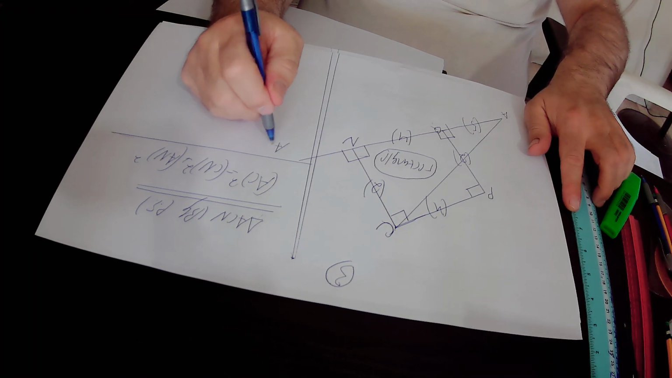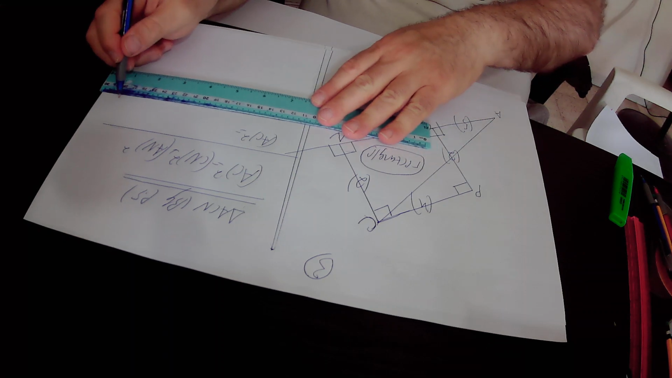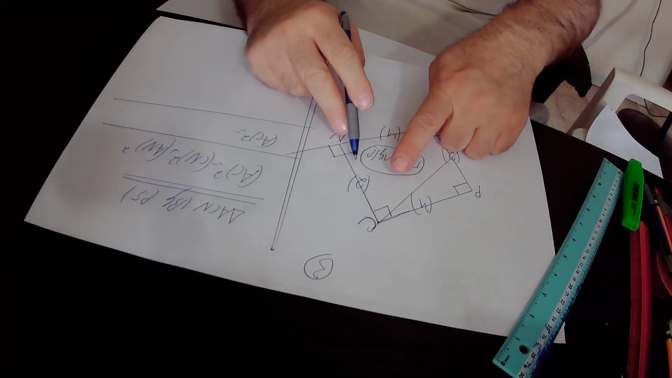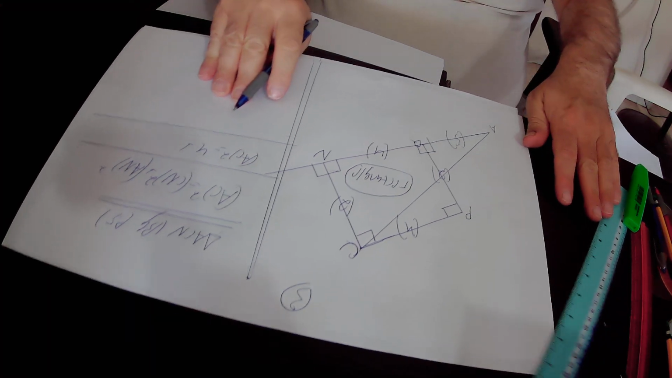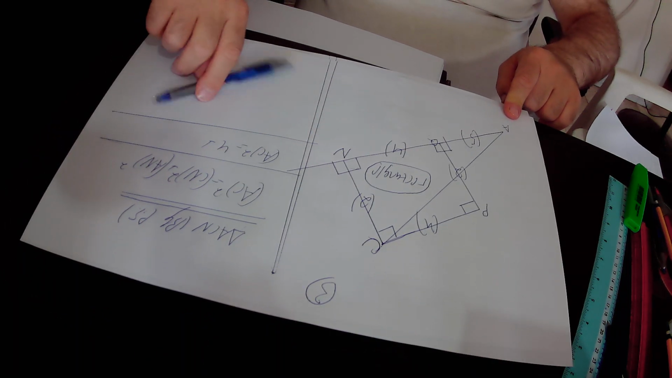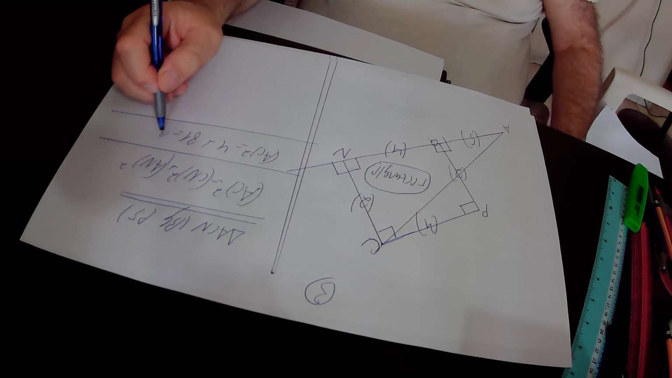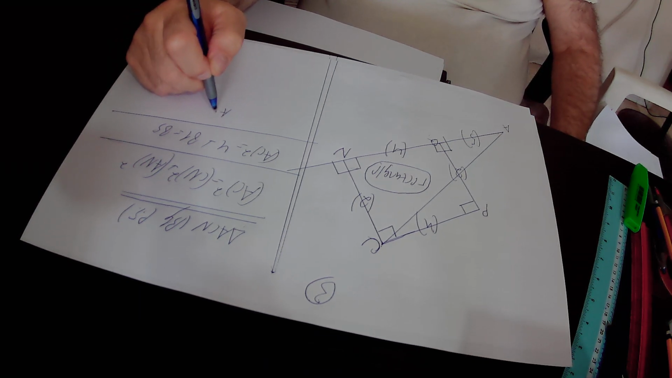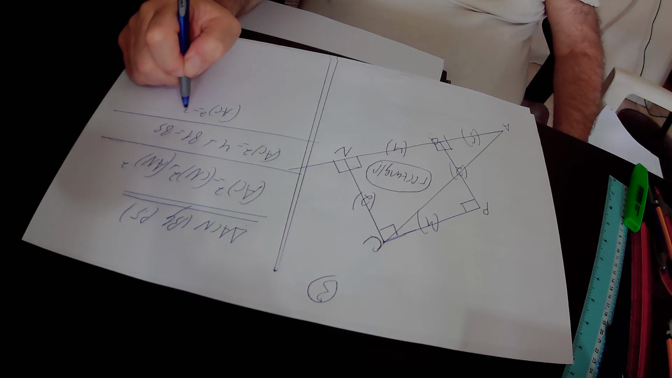So AC squared equals CN squared. CN is 2, therefore CN squared is 2 squared, that is 4, plus AN squared. AN in total equals 5 plus 4, that is 9, and therefore AN squared is 9 squared, that is 81. So in total, we found that AC squared equals 4 plus 81, that is 85. AC squared, the square of the hypotenuse of the right triangle ACN, equals 85.